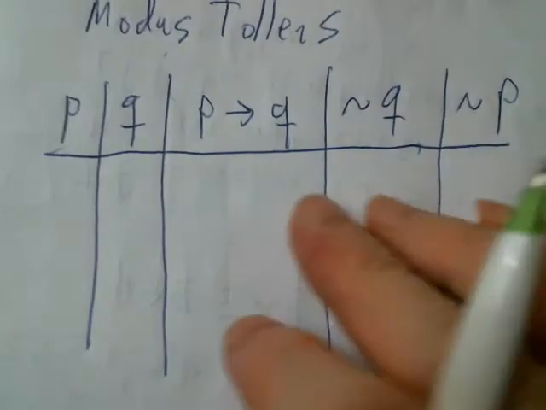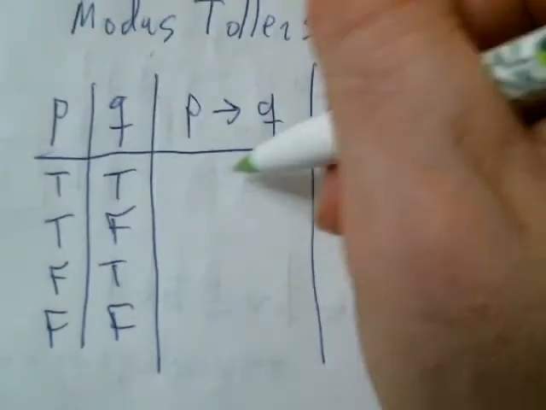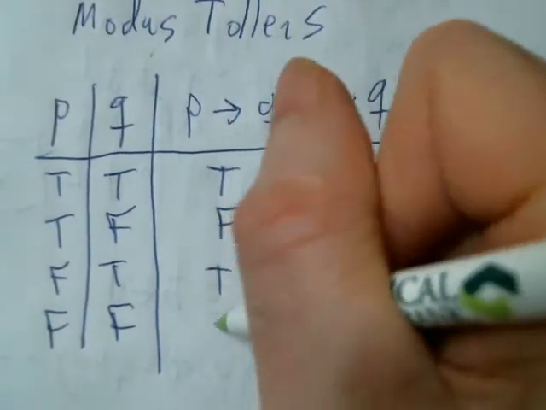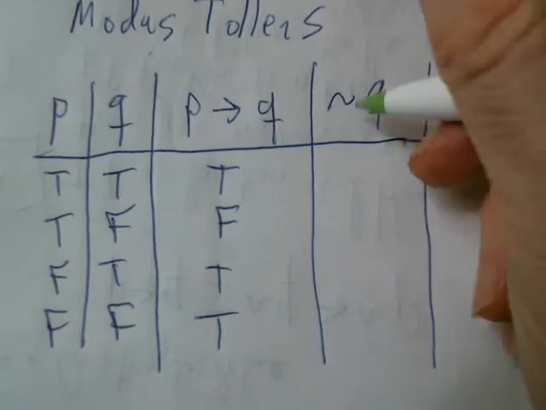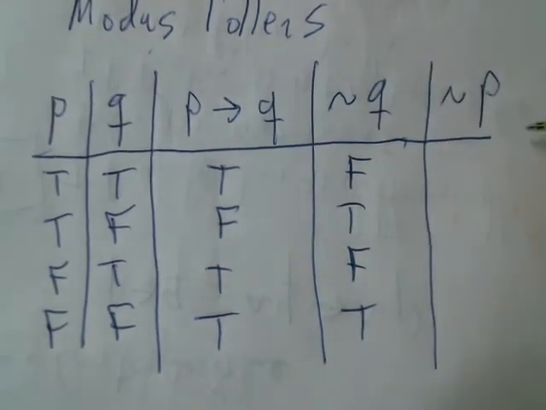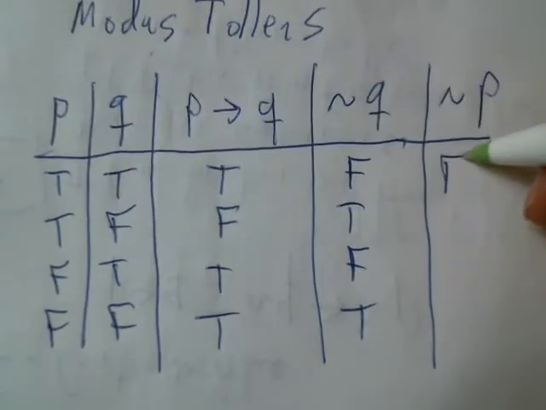So we're going to fill out this chart. So true, true, false, false for P, true, false, true, false for Q. If P, then Q, that's true, false, true, true. Not Q is false, true, false, true. And then not P will be false, false, true, true.